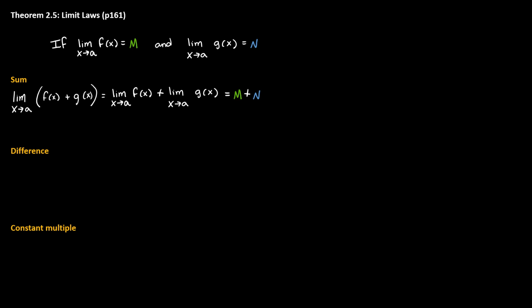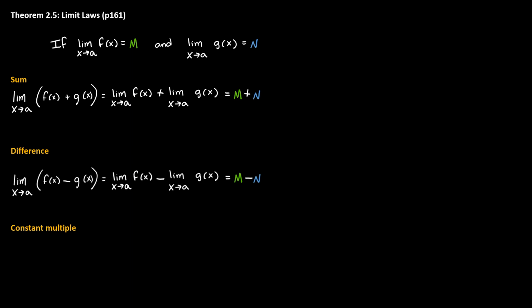Now if we had, instead of f plus g, if we wanted to talk about f minus g, how different would that look? It's almost the exact same thing. The difference is that we have subtraction between the two functions. So the limit operator is allowed to be distributed over this difference so that we have the limit of f minus the limit of g, which we know would look like m minus n.